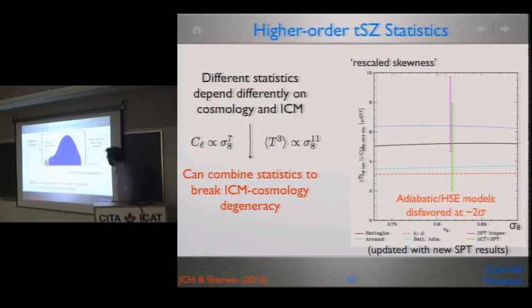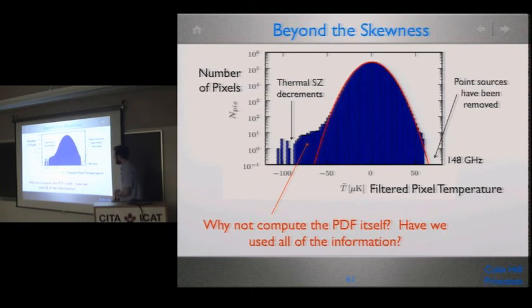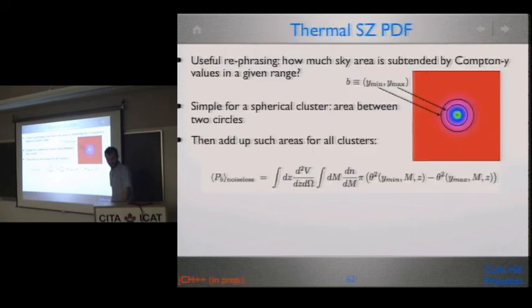All right. So that was what we did, I guess, last year. That led to me starting to think about whether or not we're actually using all of the information in this PDF. So we just used the skewness for that measurement. But if, in principle, we could compute this whole PDF itself, perhaps there's more information in the additional moments of the distribution. So thinking hard about this and working with Kendrick Smith, we came up with a way of working this out. The basic idea is to rephrase the question as how much sky area is subtended by Compton-y or TSZ values in some given range.